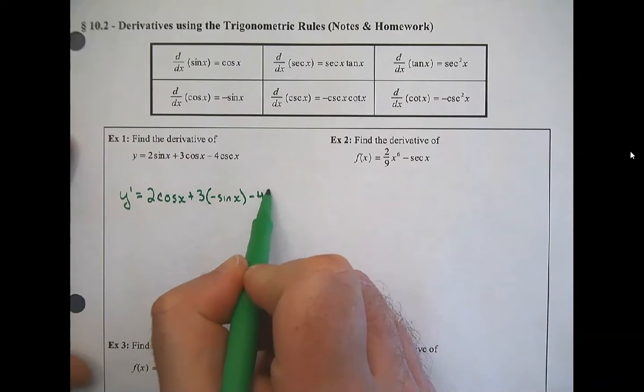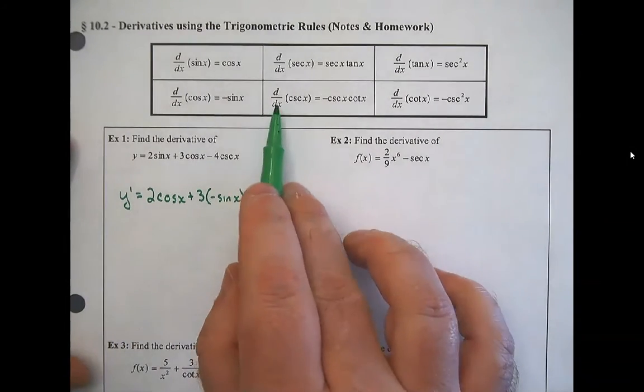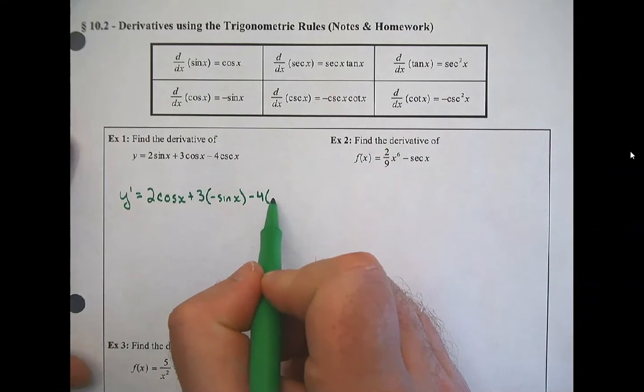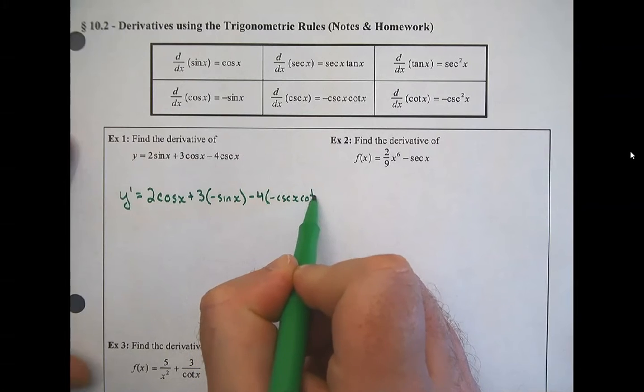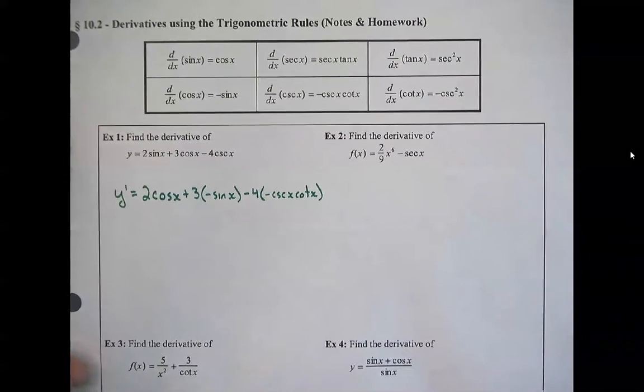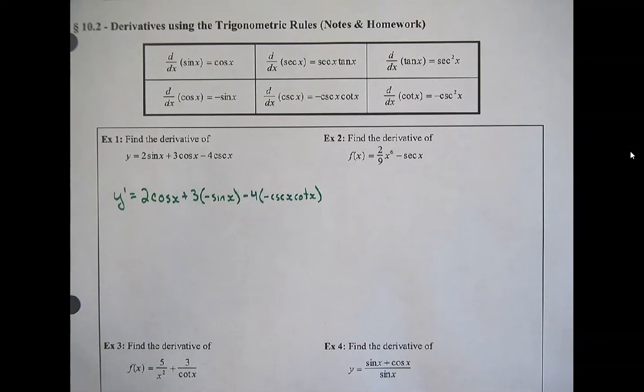minus 4 times the derivative of cosecant. I look up here, the derivative of cosecant is negative cosecant x, cotangent x. So when you derive a trig function, you just take out what the function is and replace it with its derivative. Now, I would expect you to clean this up.